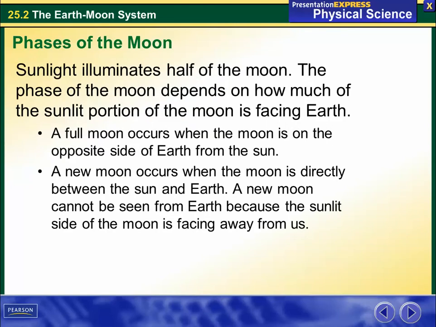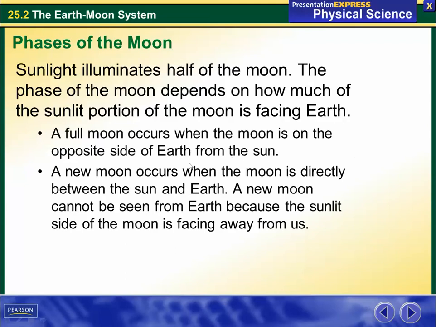Sunlight will illuminate half of the moon. The phase of the moon depends on how much of the sunlit portion of the moon is actually facing the Earth. A full moon will occur when the moon is on the opposite side of the Earth from the sun. If the sun is all the way over here and the moon is all the way over here, all of the light will be directly reflected, and therefore we will see a full moon.